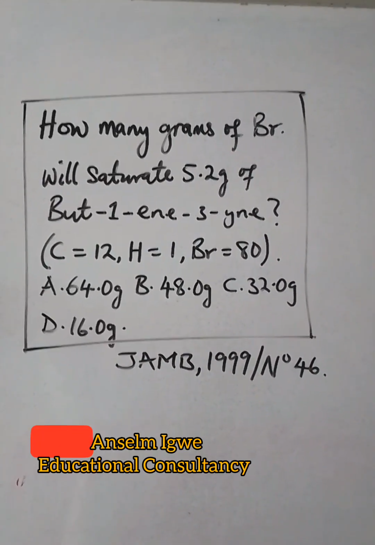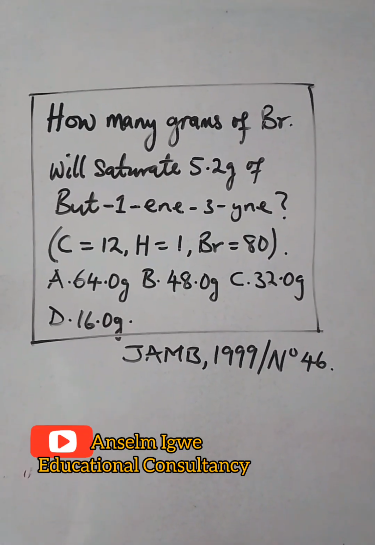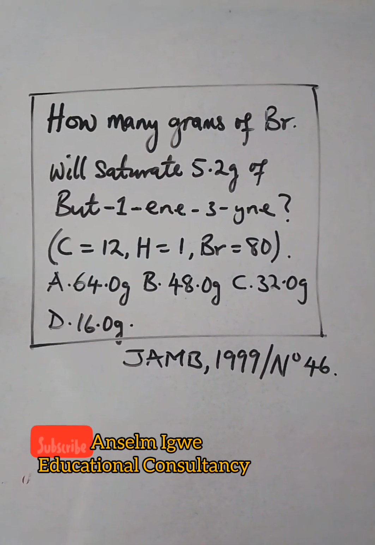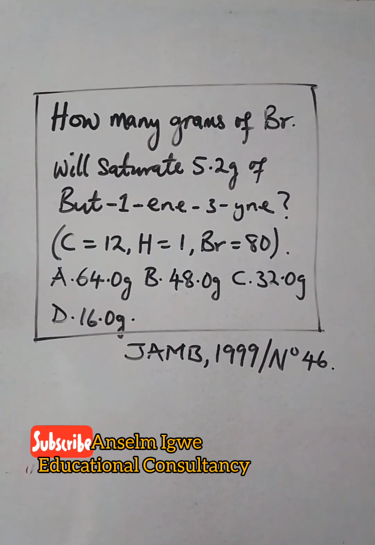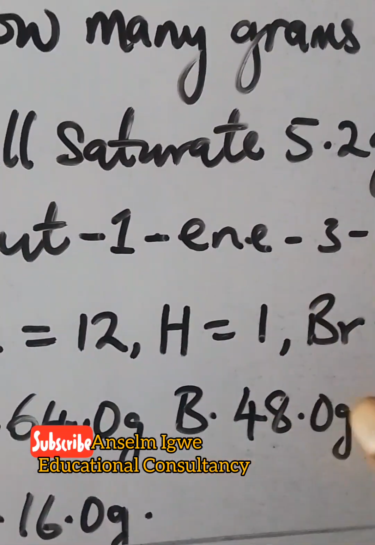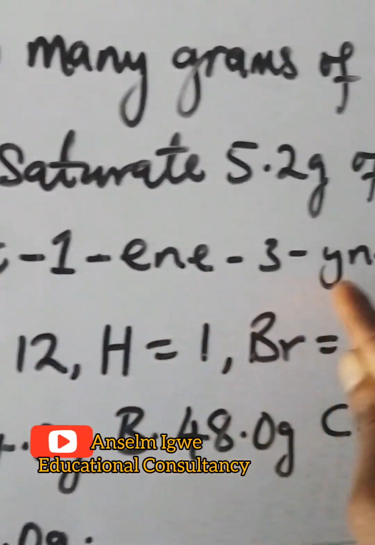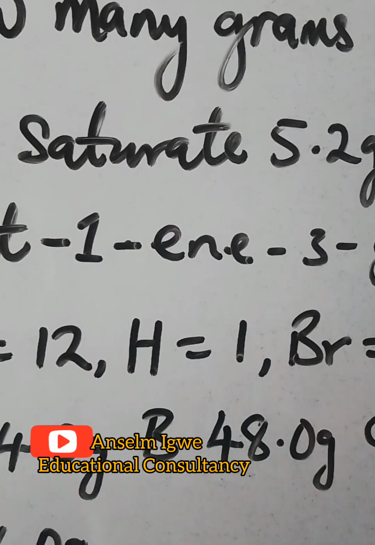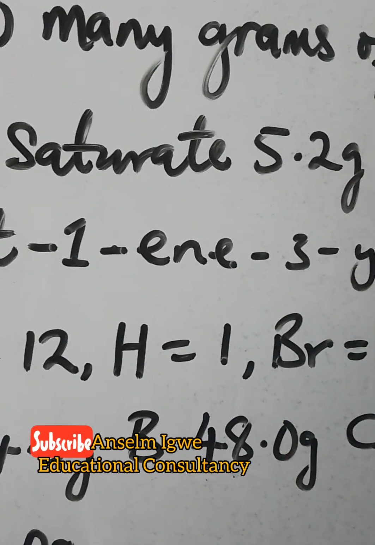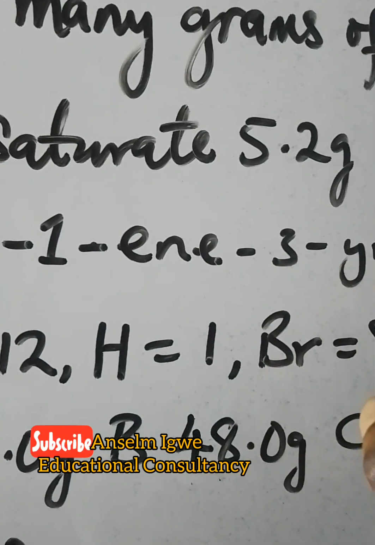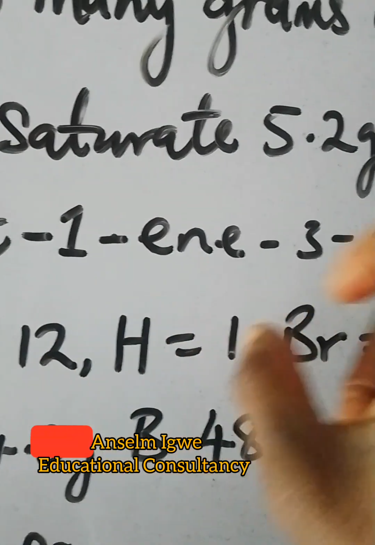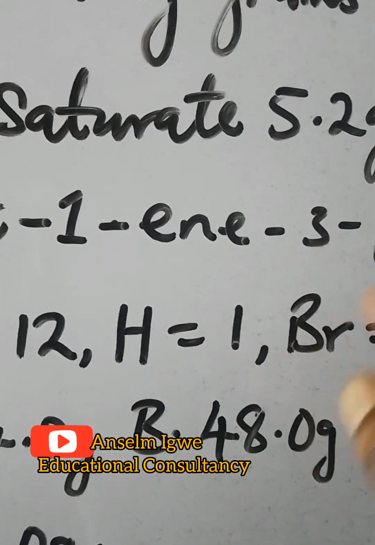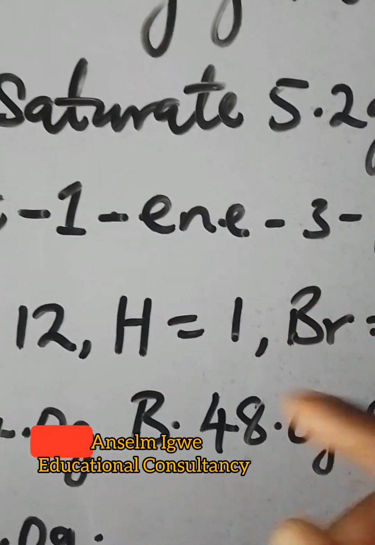JAMB 1999, number 46. How many grams of bromine will saturate 5.2 grams of But-1-en-3-yne? What you need to do is write the correct formula for But-1-en-3-yne and write the equation of reaction of bromine with But-1-en-3-yne to saturate the triple and double bond there in order to form a saturated equivalent of it.